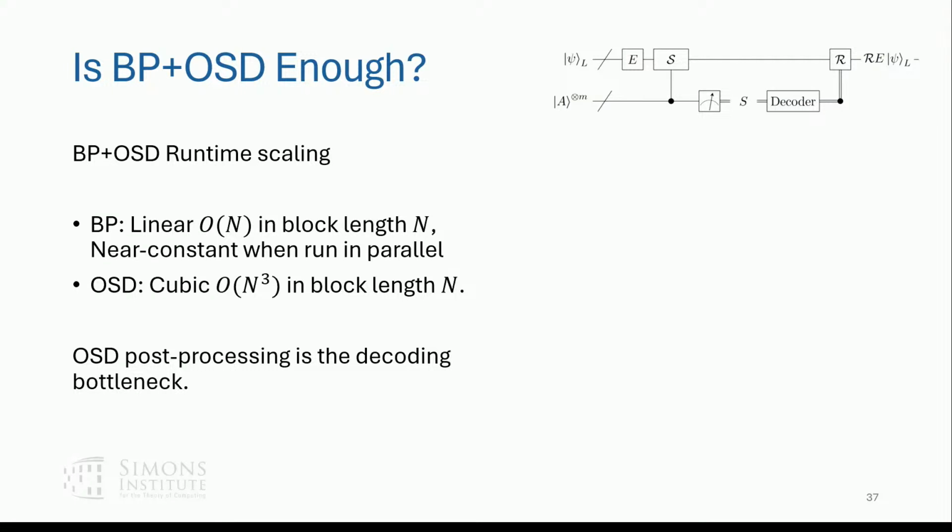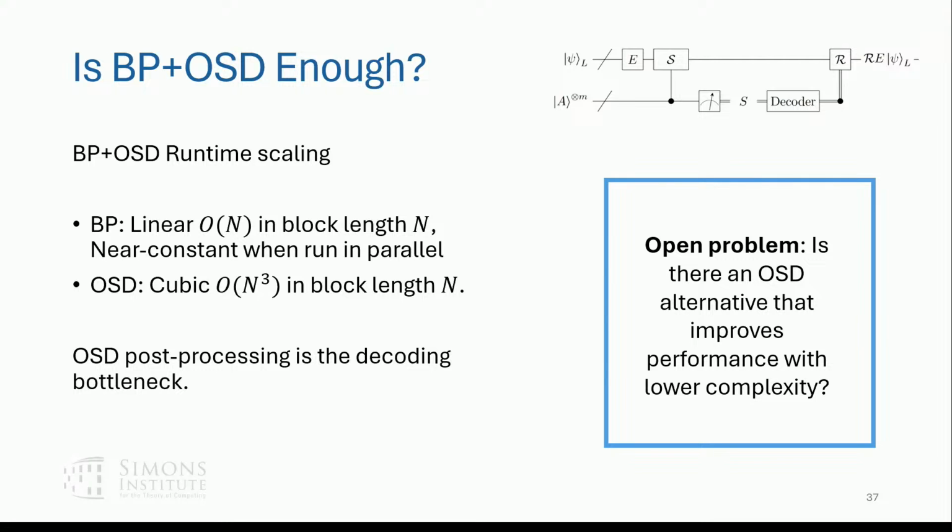So the OSD component is really the bottleneck, and that raises the question as to whether this particular decoder that works so well for simulations and for benchmarking quantum LDPC codes is the actual decoding technique that we'd want to use in a real quantum computer when we're decoding real syndromes. So the open problem is: is there an OSD alternative that improves performance with reduced complexity?